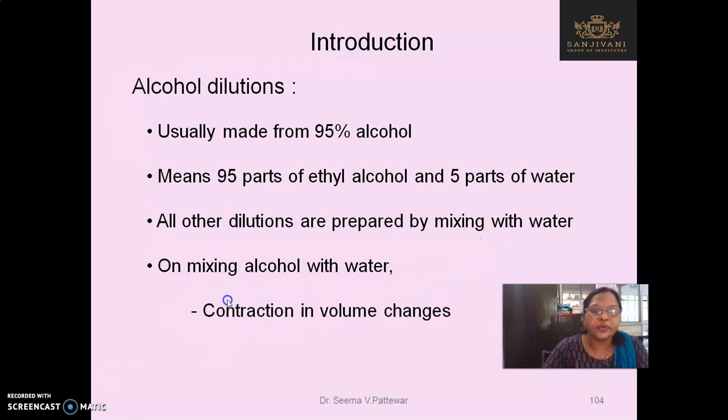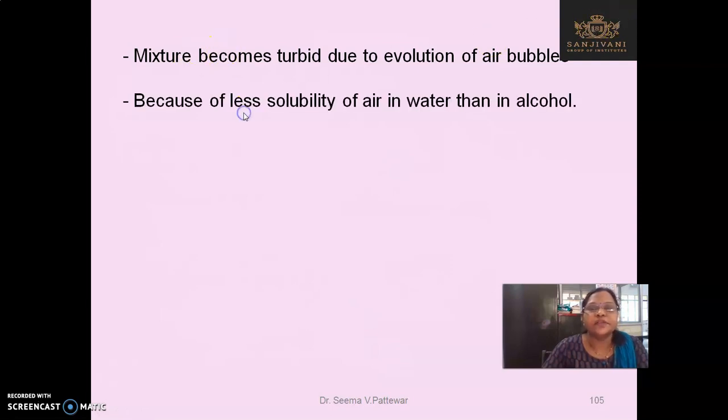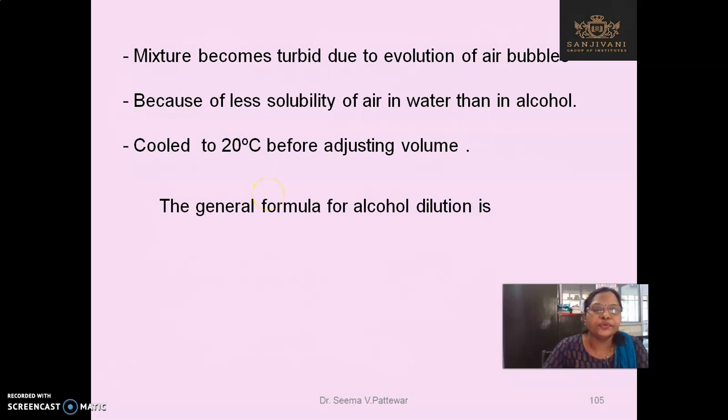On mixing alcohol with water, contraction in volume changes, and a rise in temperature may be observed. The mixture becomes turbid due to the evolution of air bubbles because of the lower solubility of air in water than in alcohol. Cool to 25 degrees Celsius before adjusting the volume. So these are the general methods actually.